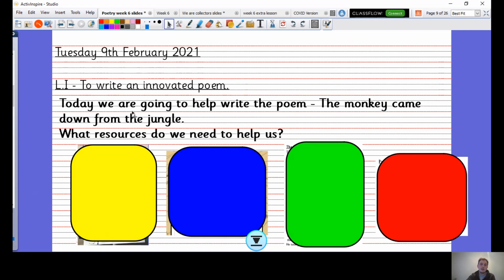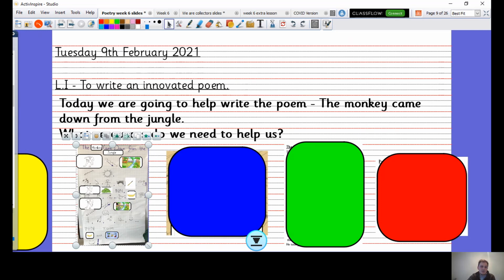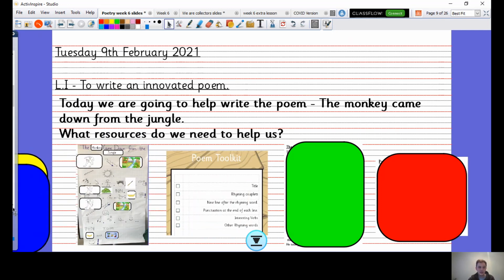So the very first thing that we need today in our English lesson is we need our text map, don't we? The Monkey Came Down from the Jungle text map. You've all created those at home, okay? And what we need is those to help us, because they help us with the structure, they help us with the verses, they show us what to do. We can read from them very, very simply. We know what each picture means. The next thing we need, and you kind of see the edges, is our toolkit.